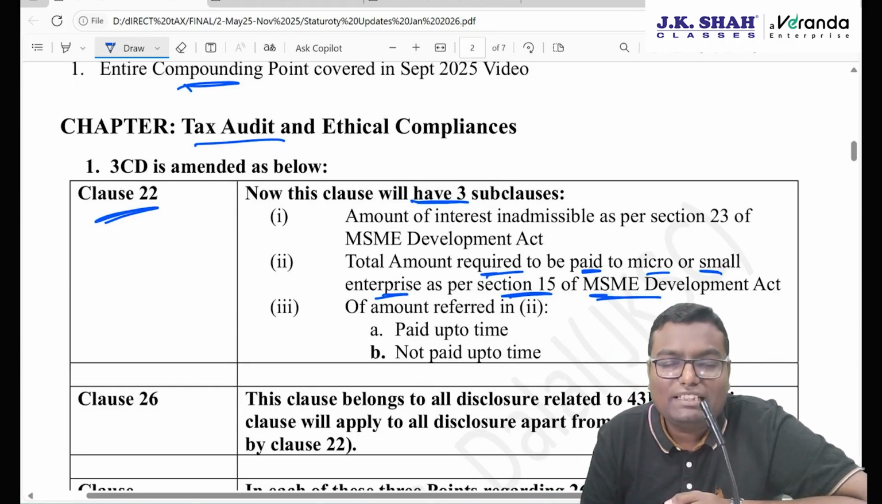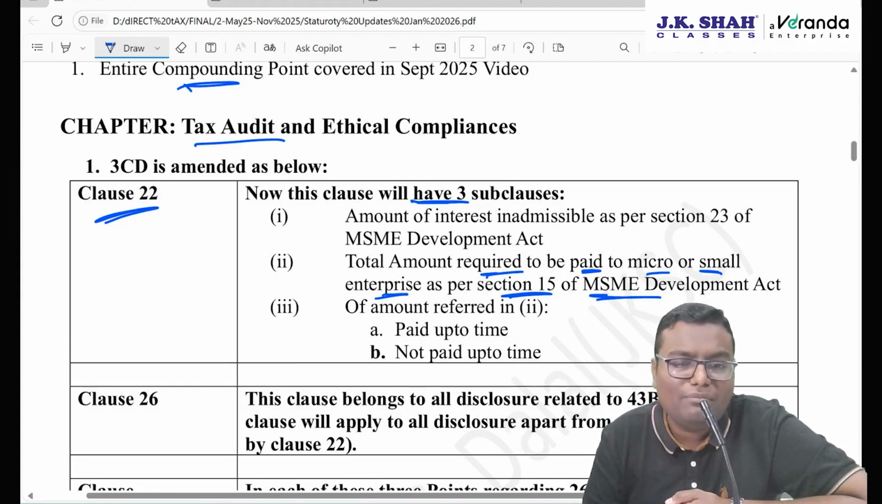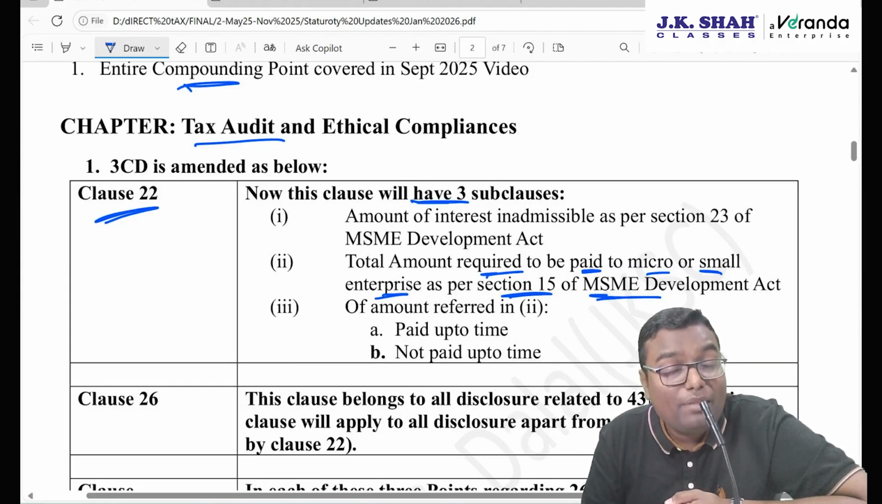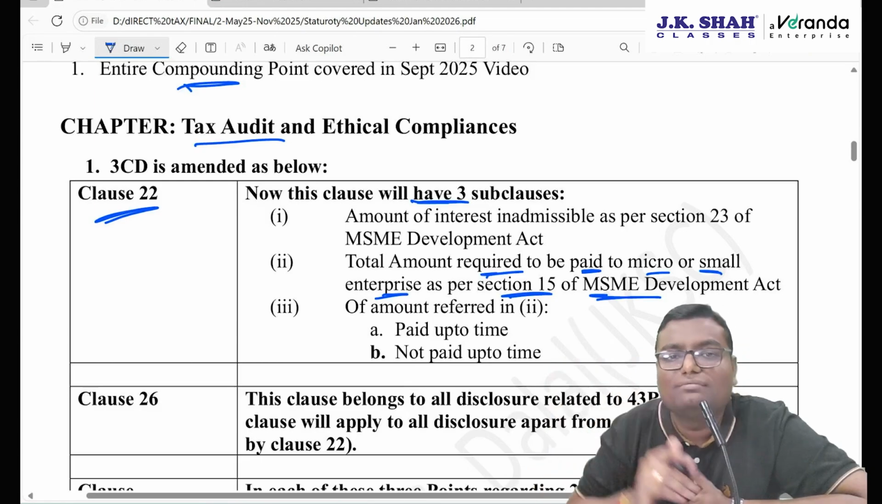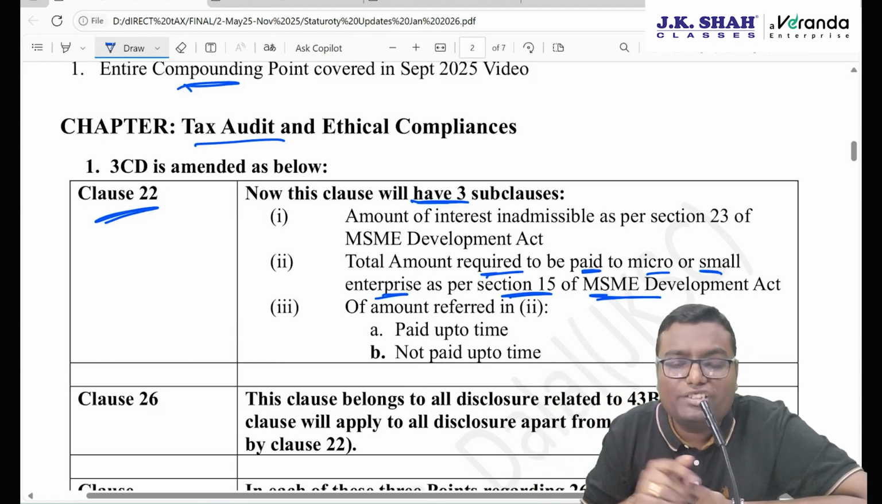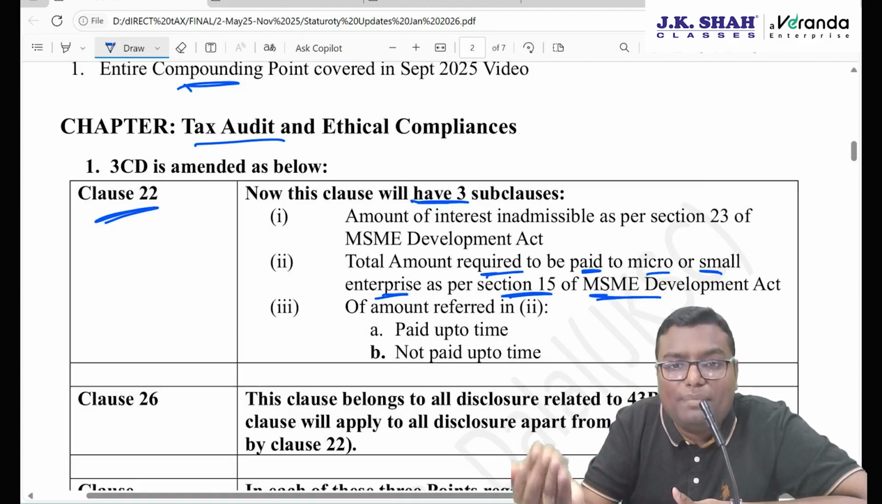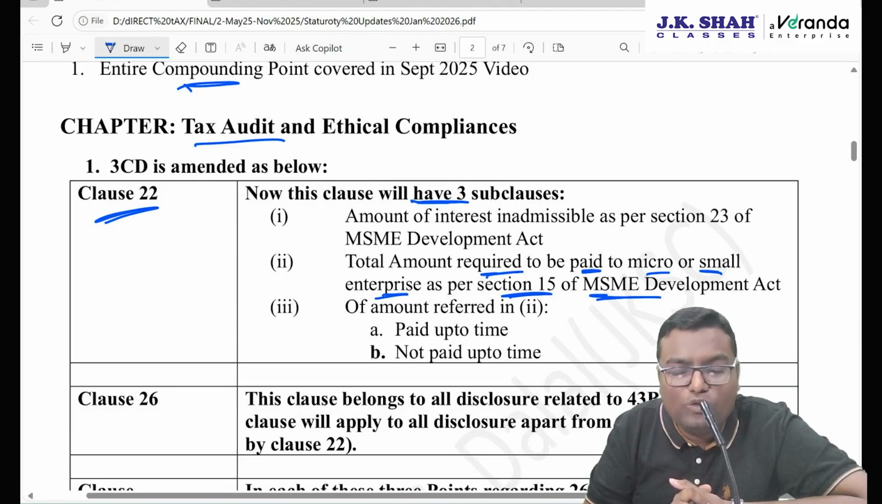So you all are aware that there is section 43B clause H under PGBP, that if you pay any amount to a person registered under micro or small category, and if the payment is done up to the due date of the MSME Act, it is okay. If the payment is done after the due date of the MSME Act, the expense will be disallowed and it will be allowed in the year in which it is paid. So first we have to mention over here what is the total amount which is to be paid to micro or small enterprise. So the payable amount is also to be included over here.